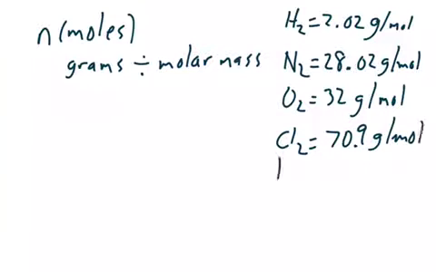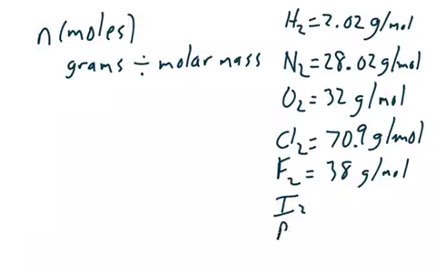And fluorine is another one. That one is 19 times 2, which is 38 grams per mole. Now, other substances that are diatomic are iodine and bromine, but usually iodine is a solid at room temperature and bromine is a liquid at room temperature. Unless they say it's a gas, then you make them diatomic. If not, the ones you should worry about are the first 5 here, because those are all gases at room temperature.